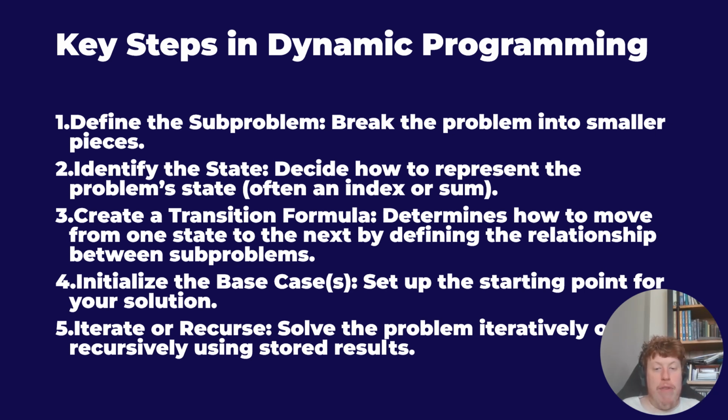For example, in the Fibonacci problem, the state at i depends on the states at i minus 1 and i minus 2, so the formula is dp of i equals dp of i minus 1 plus dp of i minus 2. It's the blueprint for building your solution step by step. Number 4, initialize the base cases. Set up the starting point for your solution. Number 5, iterate or recurse. Solve the problem iteratively or recursively using stored results.